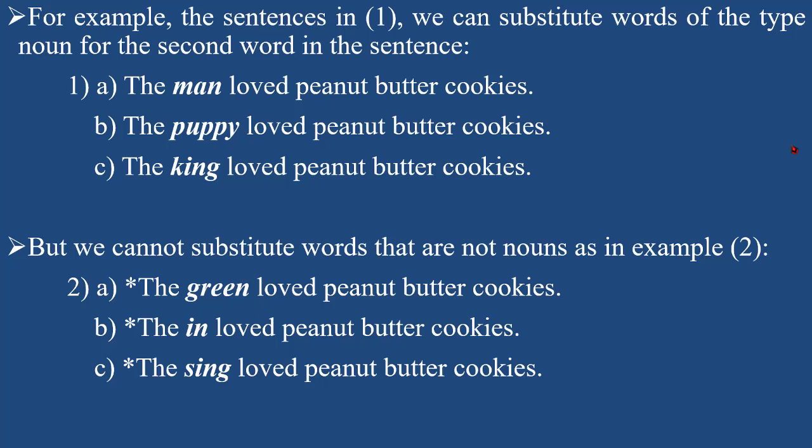All right. But we cannot substitute words that are not nouns, as in example 2. The green loved peanut butter cookies. The inn loved peanut butter cookies. The sing loved peanut butter cookies. These are not nouns, so they cannot replace each other. All these sentences are ungrammatical.